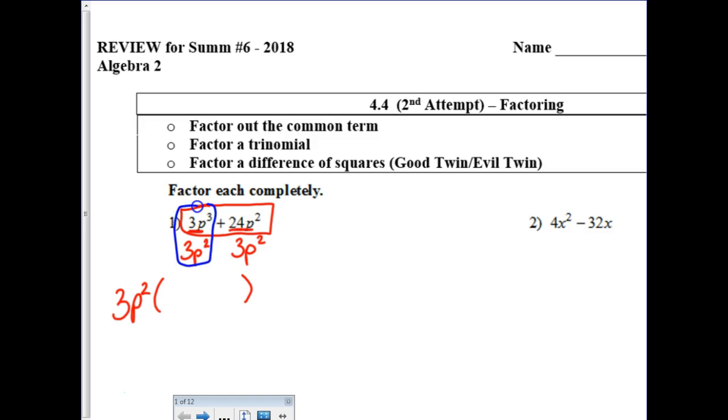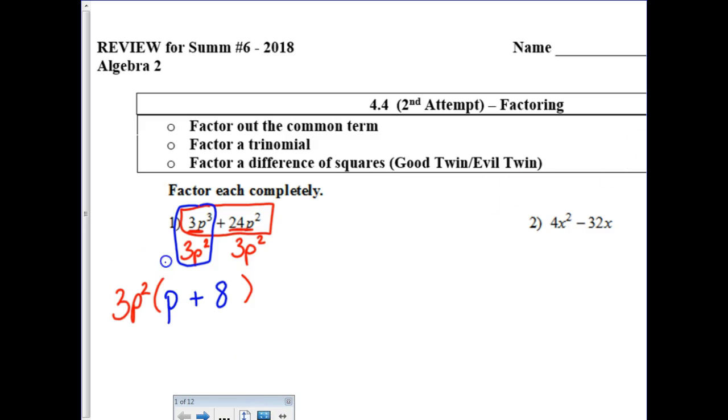So if you factored out a 3p squared from that first term, you're still going to have a 1p, which I will just write down p. If my pen will work. There we go. And then plus 24p squared divided by 3p squared. The p squareds will cancel, and you get a plus 8. Easy way to double check you did that right is to redistribute the 3p squared, and you should get the same problem all over again.